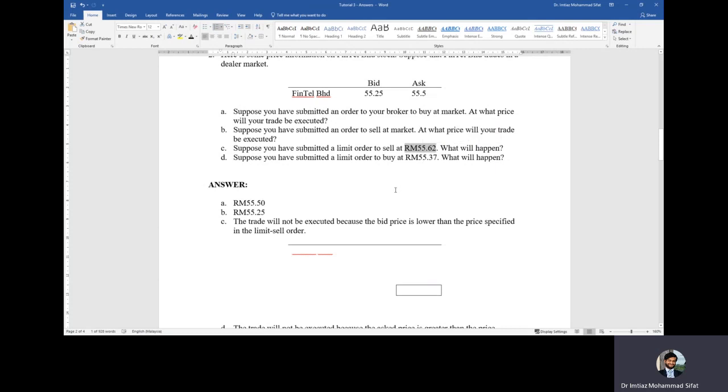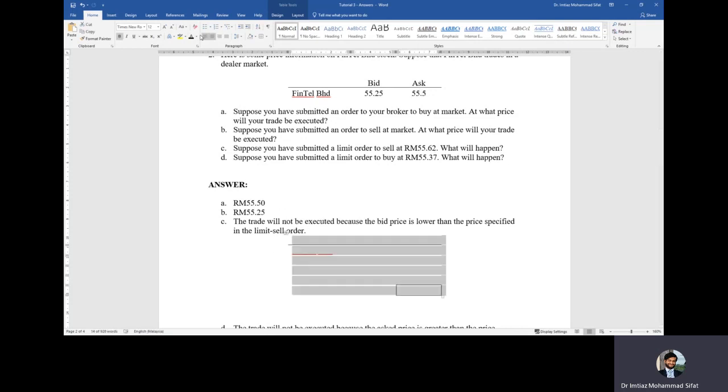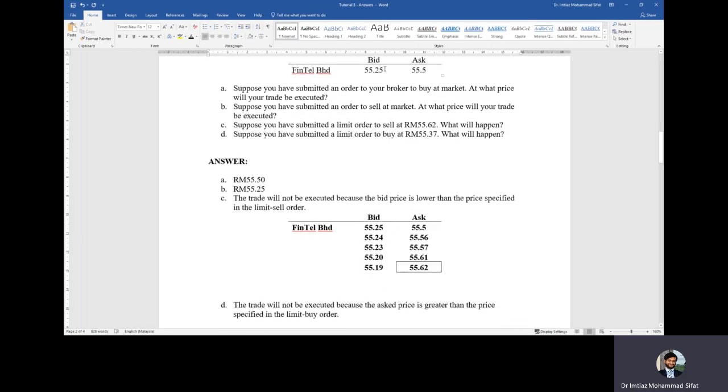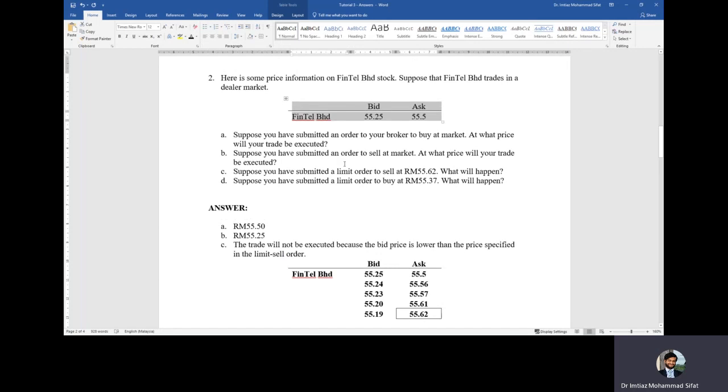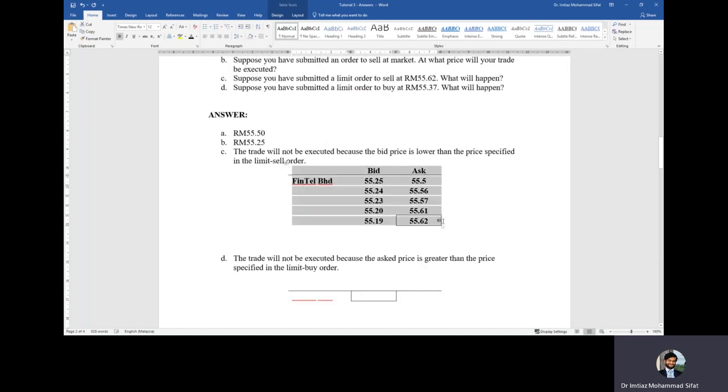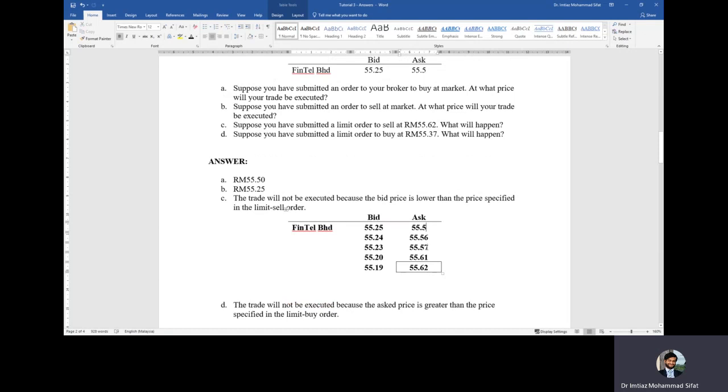Instead, what will happen is it will stand back in the queue behind all these people who are asking in the seller's queue, waiting for a time when the market price would change in such a way that new buyers will come in willing to pay 55.62. So I've chalked up here a hypothetical example of this. This is a short version of the order book given in the question, and this is my imaginary version. So our limit sell order is for 55.62. Beyond 55.5, there are probably going to be people at 55.56, 57, 61, and this is us. We are standing in queue at 55.62.